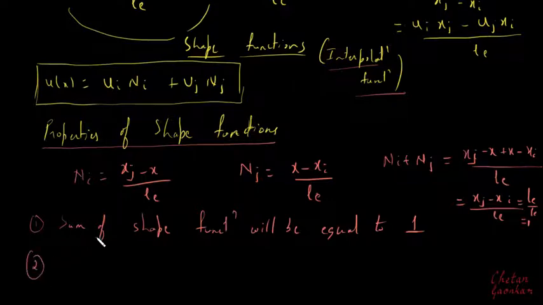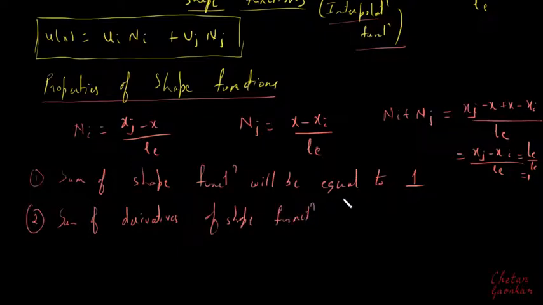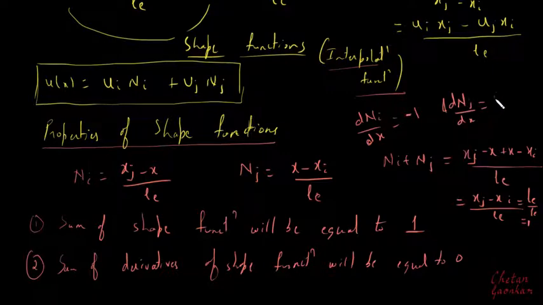The second property is that the sum of the derivatives of the shape functions will always be equal to 0. Now if I take the derivative of this shape function with respect to x, I will get dNi by dx equal to -1 by Le, and dNj by dx equal to +1 by Le, and then if I add them up I will get 0.